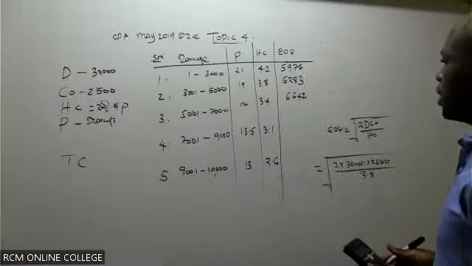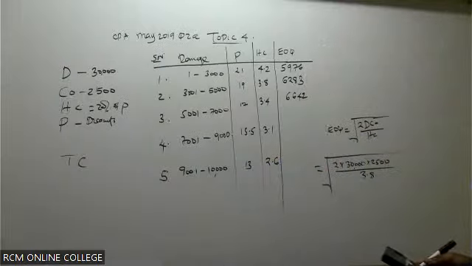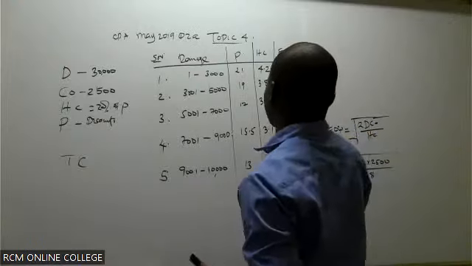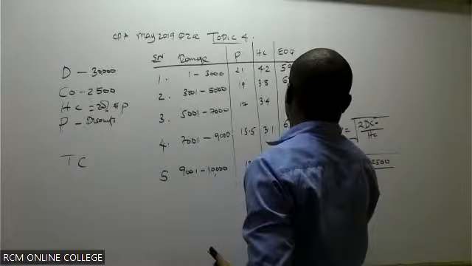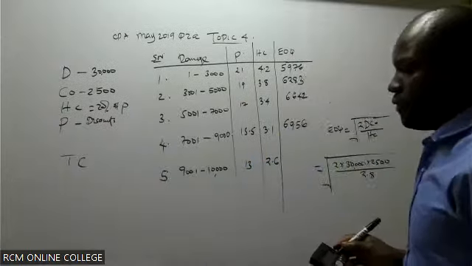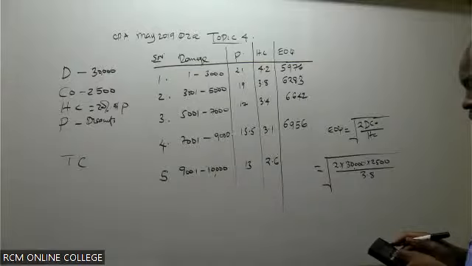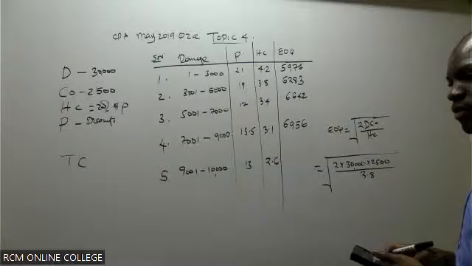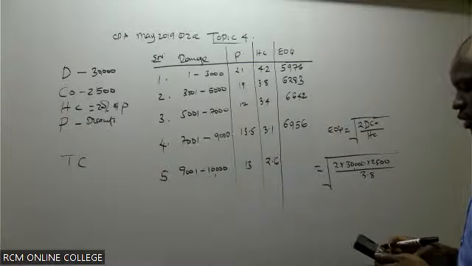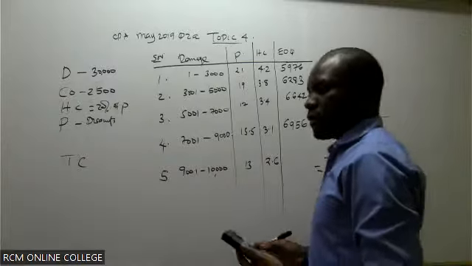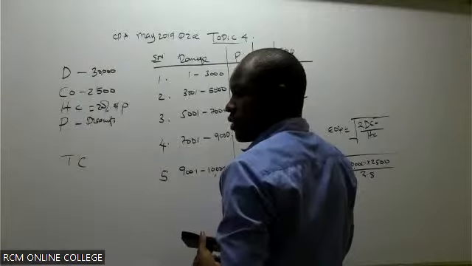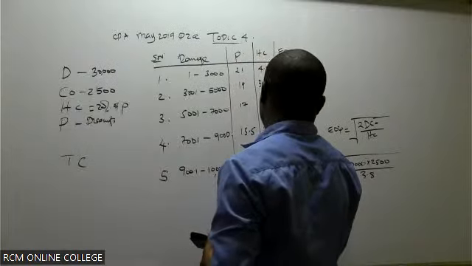Then the fourth one, tunapata ngapi? 3.1. The fourth one, tunapata ngapi? 6956. Is it? Then the fifth one, or the last one, tunapata ngapi? 75.95, or 96. Umeround off sana. 75.96.